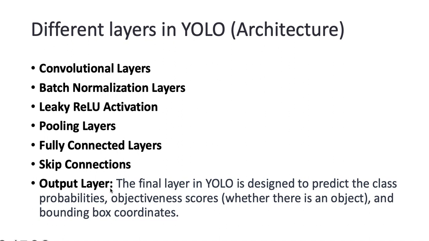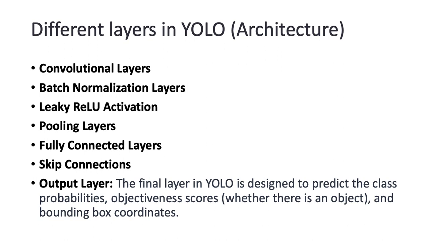There is not necessarily only one output layer in the YOLO model. There can be more than one output layer in the YOLO model. For example, the version which we are going to use is called YOLO version 3. In YOLO version 3, there are three output layers, right? So what are the uses of those three output layers?